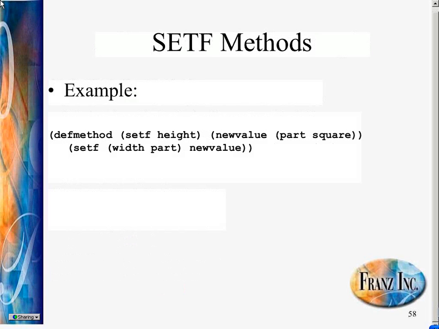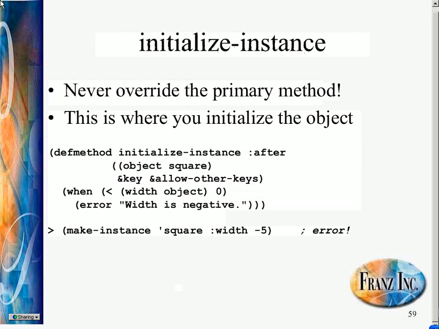Setf methods are a way of defining a setf operator which will set the value of a place. Typically, in this case, we are having a setf method for setting a slot of a particular class, in this case the class of squares. So part is an example of a square.